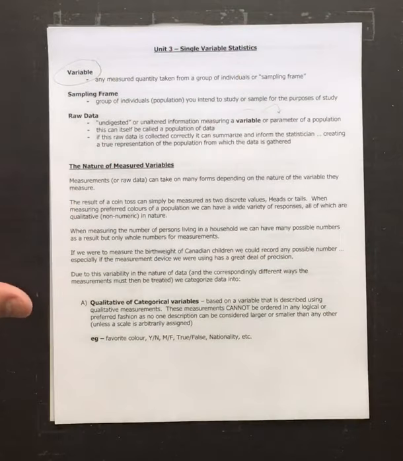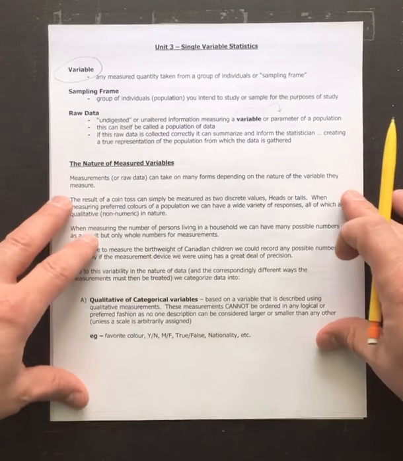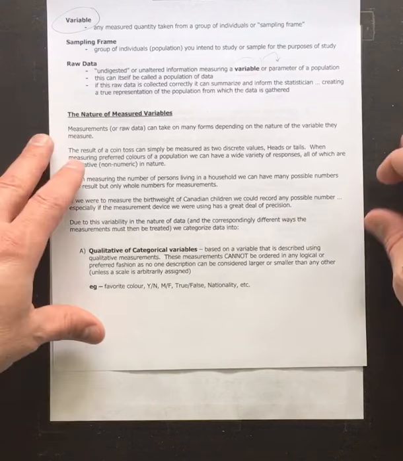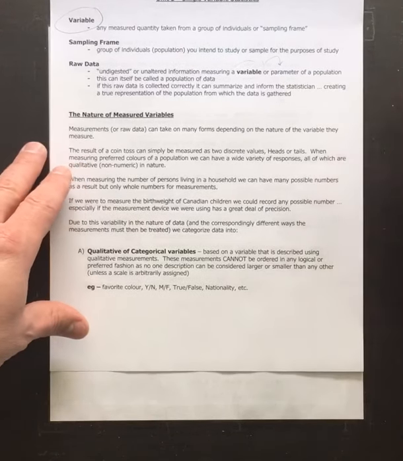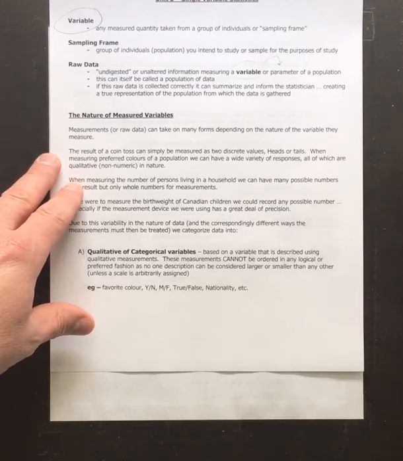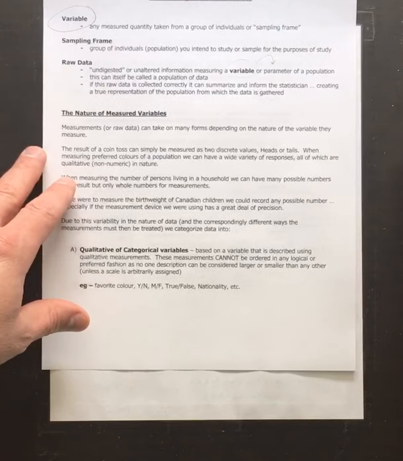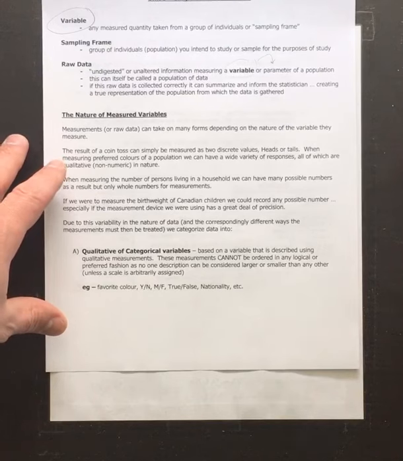So what is it about our variable? Because how we treat it varies depending on what the measurement is. Measurements can be all kinds of forms. You may remember from grade 9 science, a long time ago, that you talked about qualitative and quantitative measurements, qualitative physical properties and quantitative physical properties.